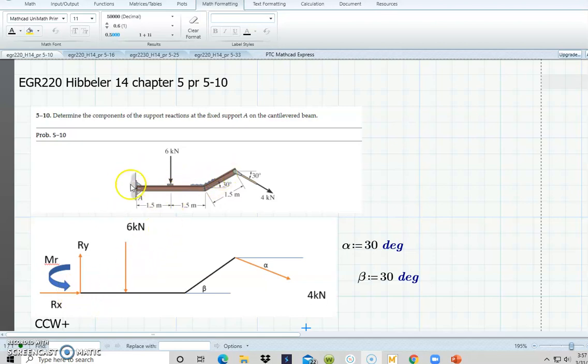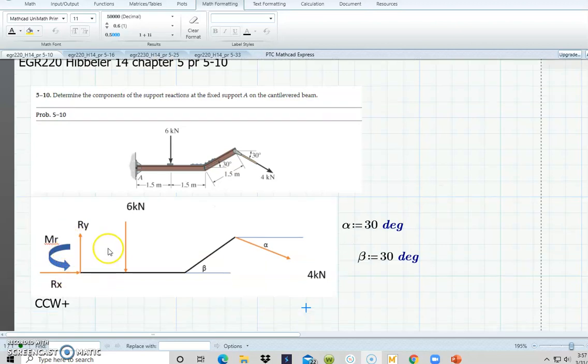And then my response, it's a cantilever, so it can have X and Y. I call them R for response, X and Y. And then it can also provide a moment response, so we can't rotate it either. So MR, I'm going to take positive as counterclockwise. I assumed all of them are positive, so I drew it counterclockwise. I called it MR for response.